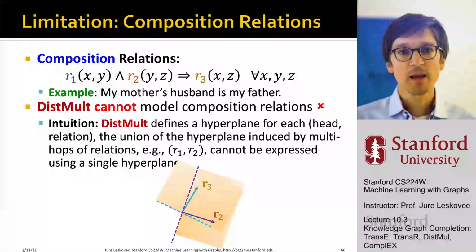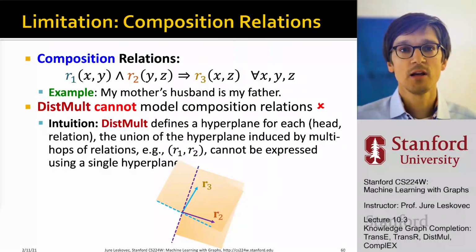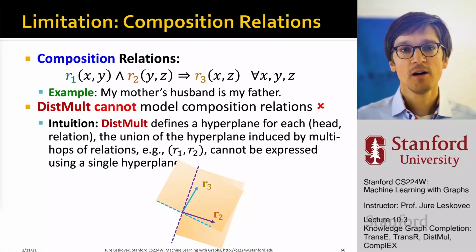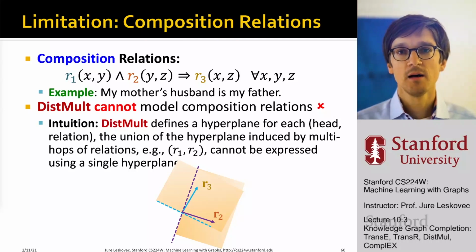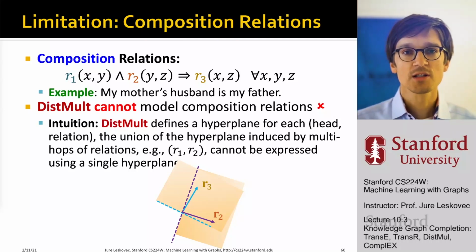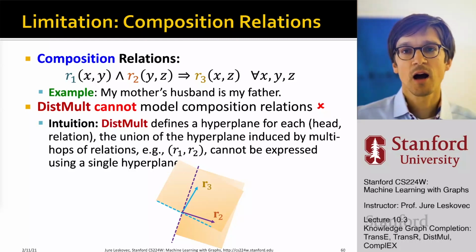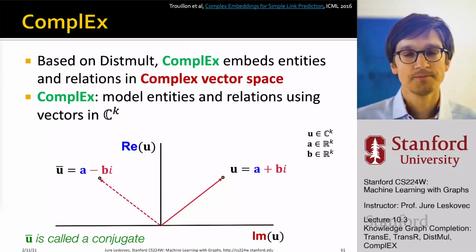And then the last place where DistMult fails is composition relations. The problem is that DistMult defines a hyperplane for each head relation pair, and the union of hyperplanes induced by this composition of relations cannot be expressed by a single hyperplane. A union or an intersection of hyperplanes is not a hyperplane anymore. That's the intuition why composition relations are also not possible.